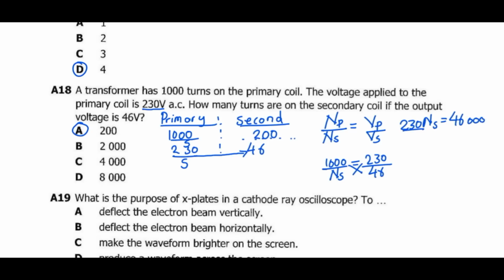Then you divide by 230. So we know that if you divide by 230, according to my calculator, I'm getting 200 as my final answer. So we can say that we are still getting the same number.